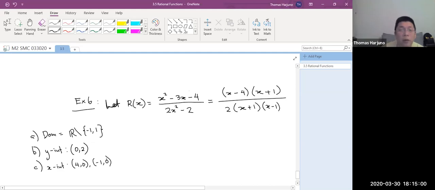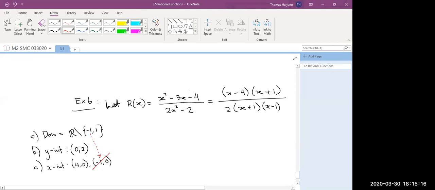The answer is not really okay. Something is not really right. We need to avoid this guy here. You see this? Negative 1 is not in the domain. So we have to avoid that one.